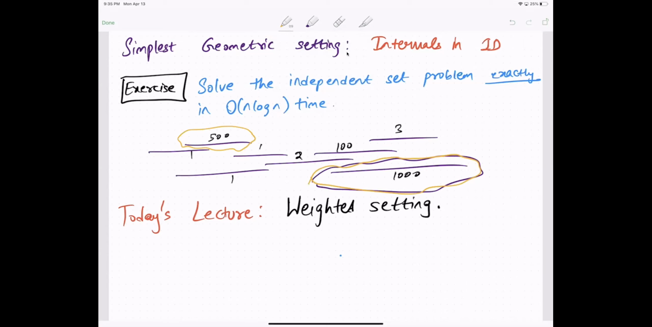Let me just write that down. So what's the goal? Maximize the sum of the weights of the disjoint intervals chosen.